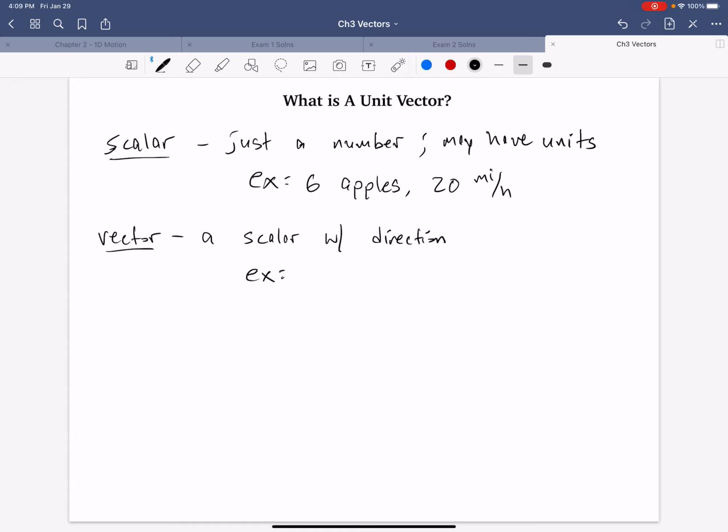So an example here can be, well, you can't really have 6 apples in the x direction. That doesn't really make physical sense. But the 20 meters per second, we can say due east. That's one way. Or 20 meters per second. I turned it into meters per second. It was miles an hour. Oh well.